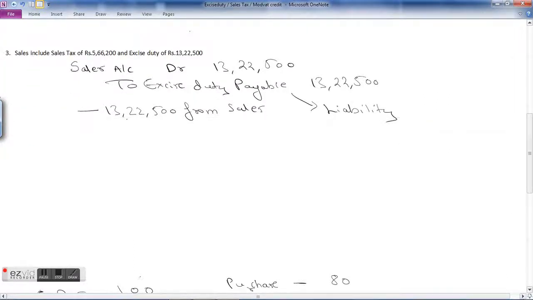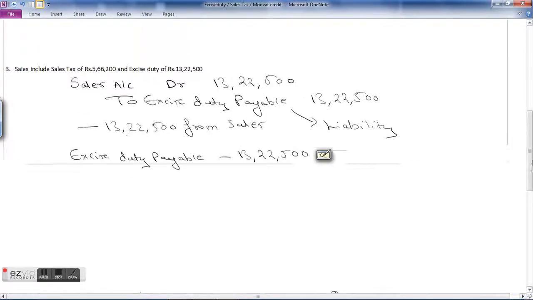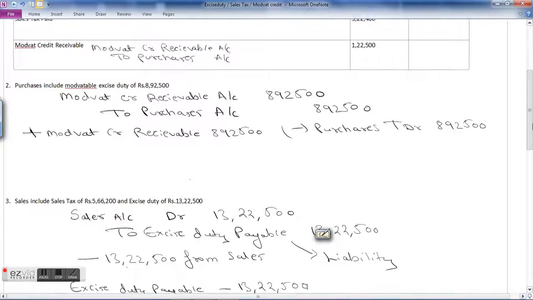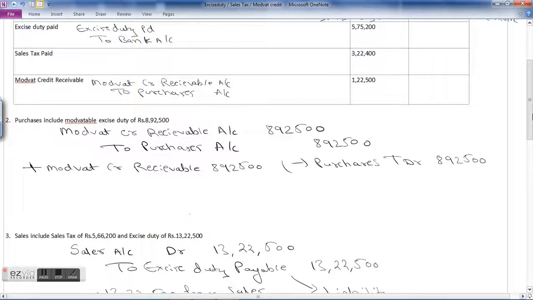Okay, now here excise duty payable is 13,22,500. Okay, then MODVAT credit receivable. Okay, your MODVAT credit receivable is how much? 8,92,500 plus 1,22,500. See, 1,22,500 was already there in your balance sheet, plus you will add this 8,92,500.